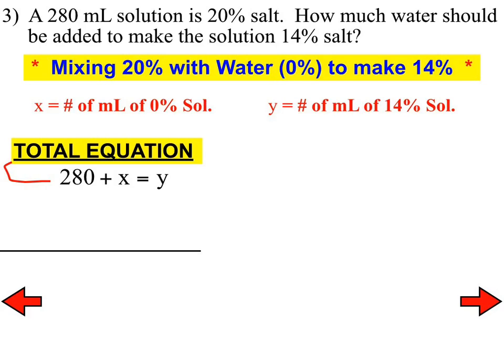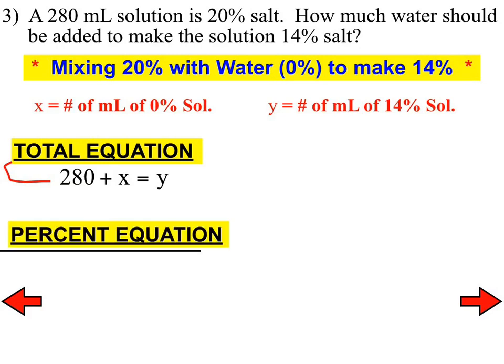Are there any questions as to how I came up with that for the total equation? Once again, once you realize that with water we're talking about 0%, this kind of problem is identical to number 1 and number 2. It's exactly the same. And then from here, we're going to multiply 280 by 0.2. We're going to multiply x by 0. And we're going to multiply y by 0.14, the decimal values for each of those.